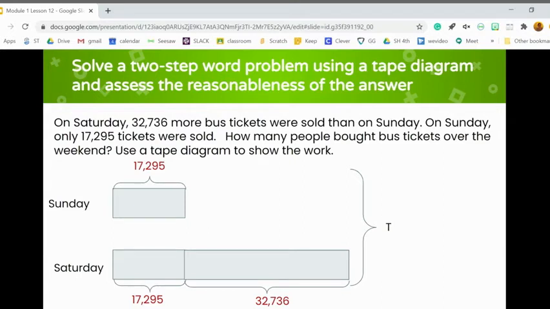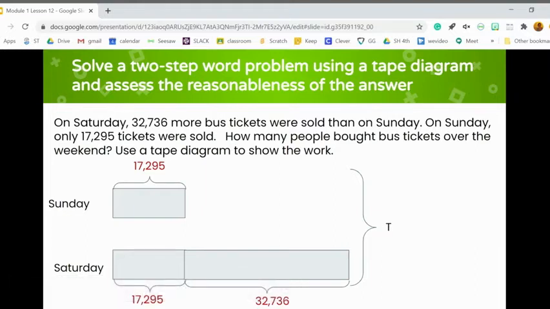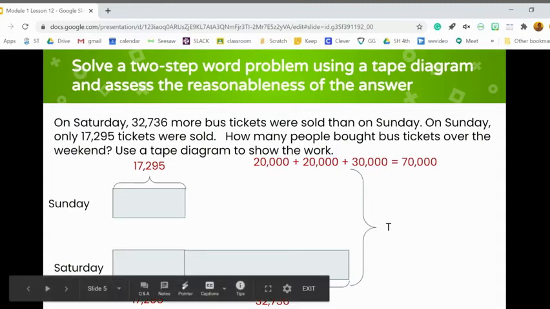So first, what I want to do is estimate to get a general idea of what our answer will be. That way, when I'm adding all these big numbers up, I'll be able to see if it's close to my estimation. So 17,295 is about 20,000. And 32,736 is about 30,000. So I'm going to estimate and add the 20,000 plus the 20,000 plus the 30,000 is going to give me 70,000. Now, I want to solve to find the actual number of tickets sold over the weekend. So let's add all of those actual numbers together.